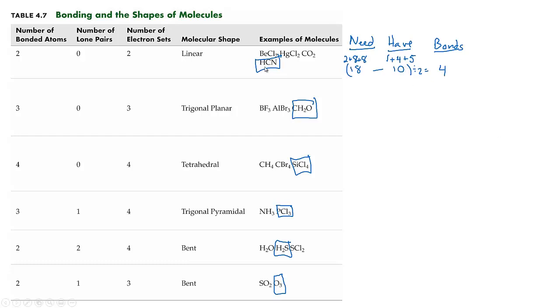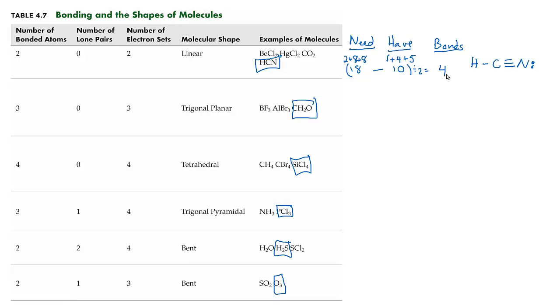So for HCN, hydrogen cyanide or cyanic acid. First off, hydrogen has 1 valence electron. Carbon has 4 valence electrons. Nitrogen has 5. So 1 plus 4 plus 5 gives us our 10. Hydrogen wants to have 2, carbon wants to have 8, and nitrogen wants to have 8. That's 18. 18 minus 10 is 8, divided by 2 is 4. So there should be 4 bonds.